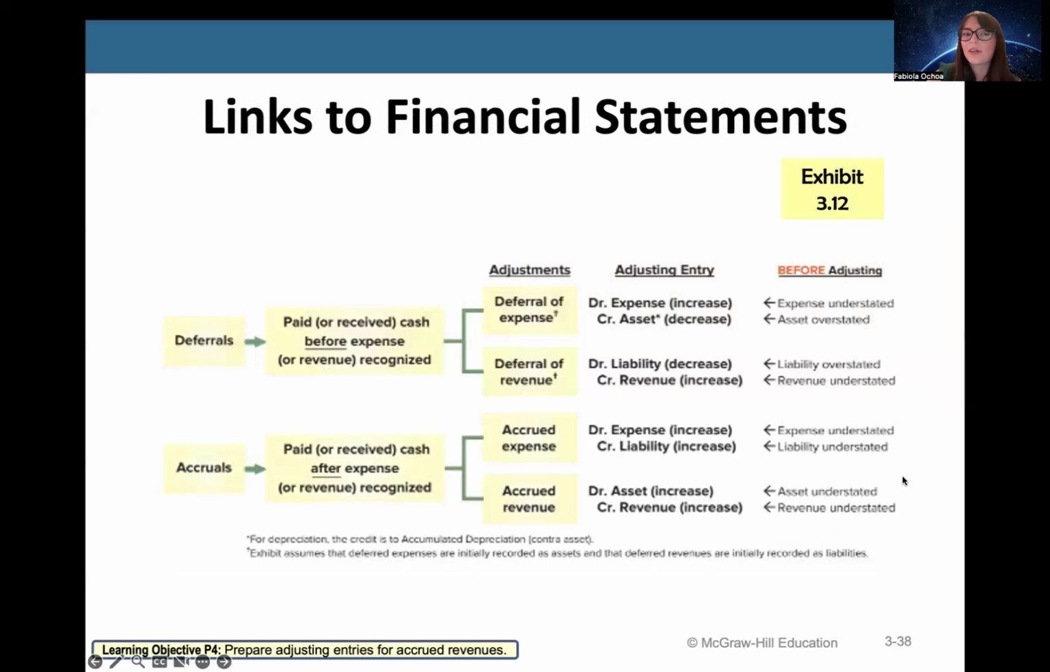Here is a nice summary of a link to financial statements. This will be tested, so please take your time with this slide. This might be 2, maybe 3 questions on your upcoming exam.